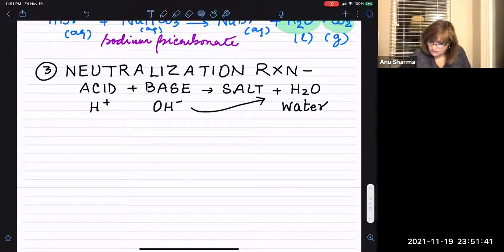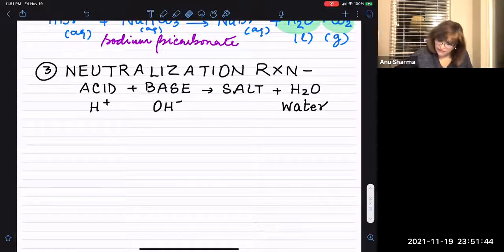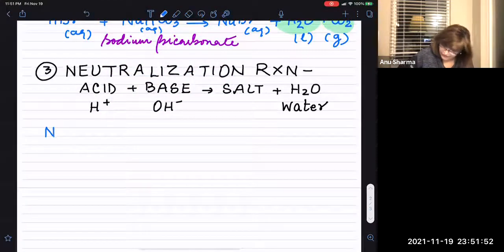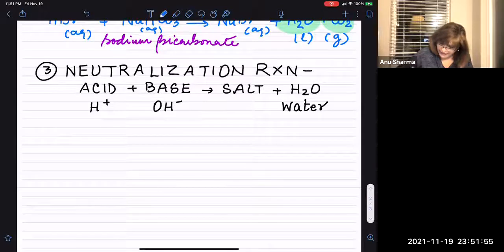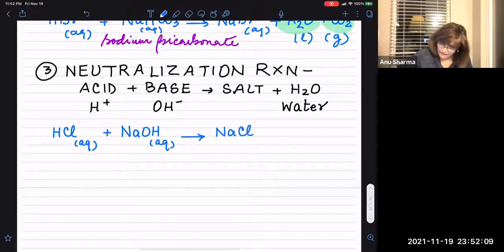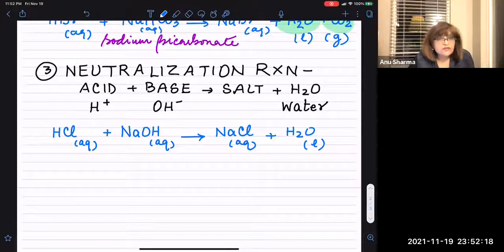Now I'm going to erase that so you can see it. Let's take some examples. For example, HCl aqueous plus NaOH aqueous gives you NaCl aqueous plus H2O liquid. That's the salt and water.